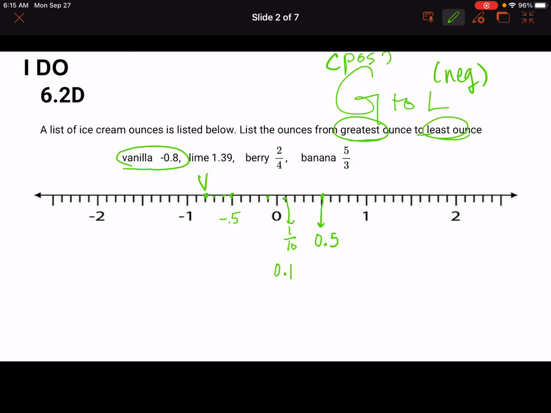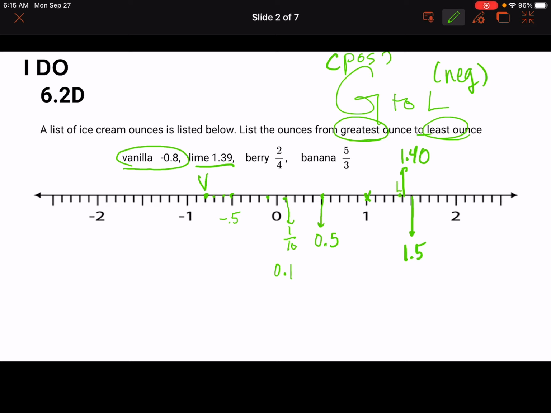For the next one we have lime. Lime is 1 and a little over that. That's 1.5. This is 1.4 and 1.39. If I were to extend this and put a placeholder, I've got 1 and 40/100. So 1.39 will be a little bit before that. And that is lime.